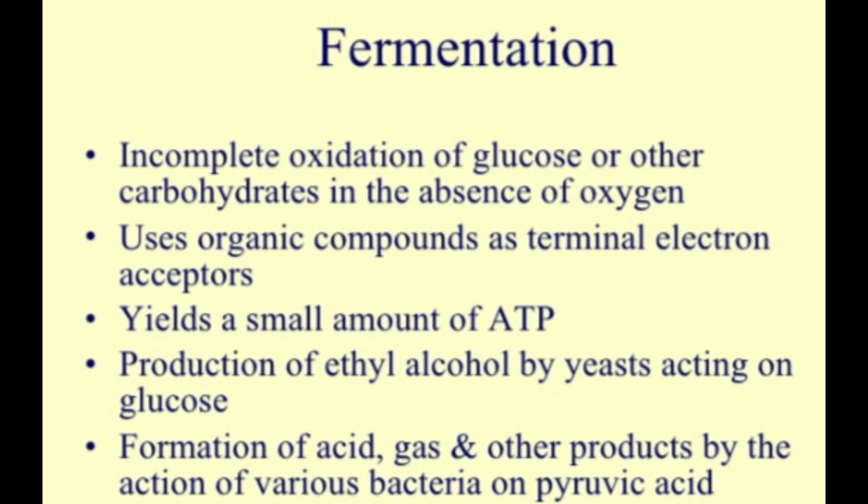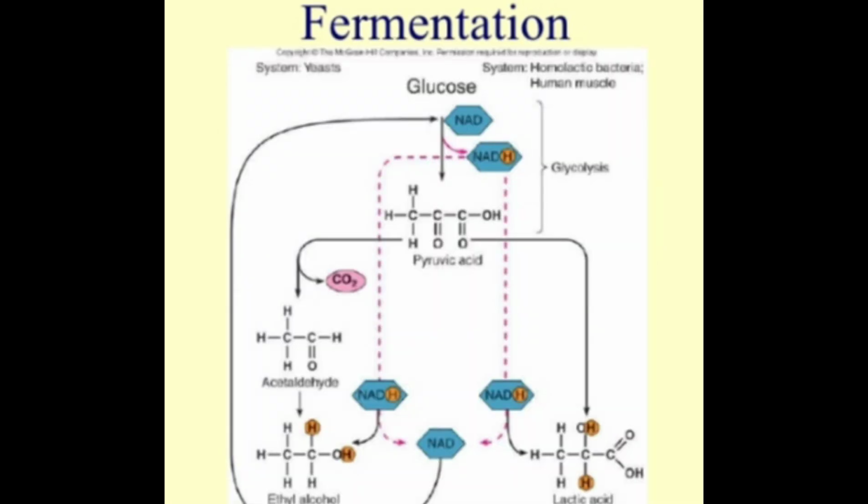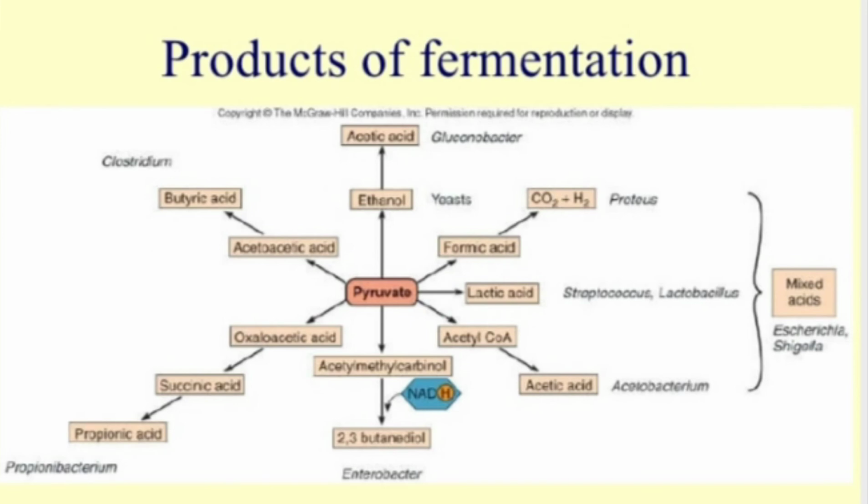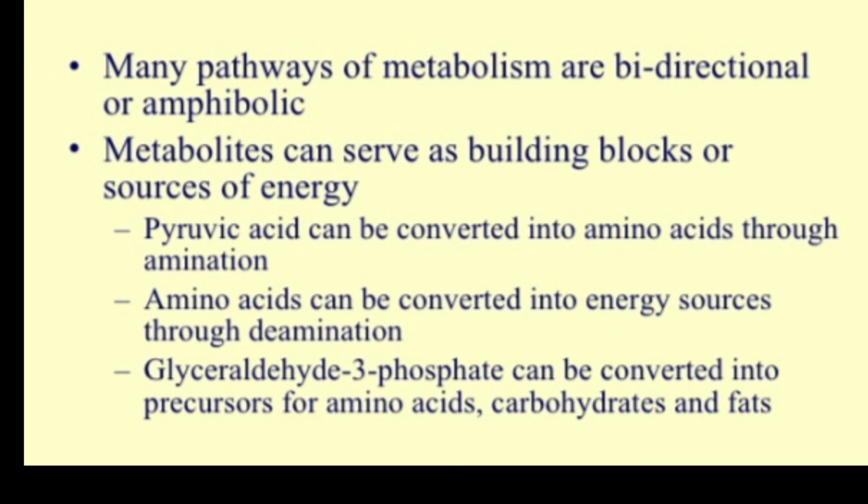The product of fermentation is pyruvate. From pyruvate, we then have the branches: formic acid, lactic acid, acetic acid, acetyl-methylcarbinol, and ethanol. Many pathways of metabolism are bidirectional, or amphibolic. Metabolites can serve as building blocks or as sources of energy. So that's it, the topic of this lecture is all about microbial metabolism.